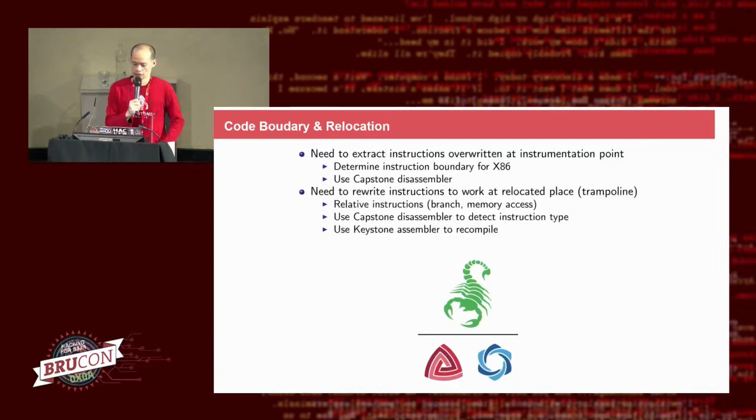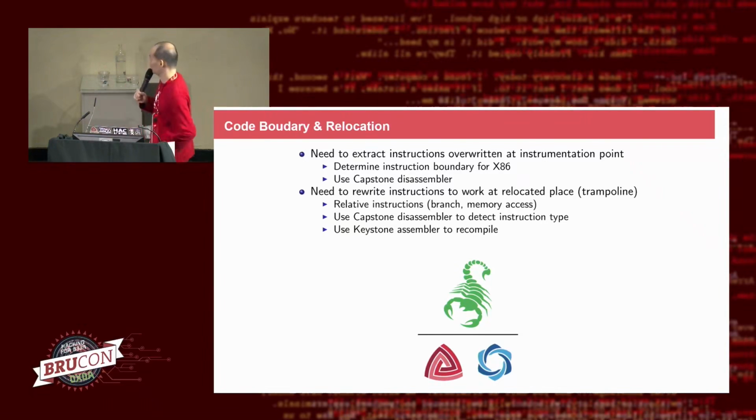The next part to do is that I need to relocate instructions, right? Once we copy them from the original place to the trampoline buffer, we need to relocate, first of all, the relative instructions. So in this case, we use Capstone to detect the instruction type. It depends. And after that, we use our other framework, Keystone Assembler, to rewrite the relocated instruction, so it works in the new place in the trampoline buffer.